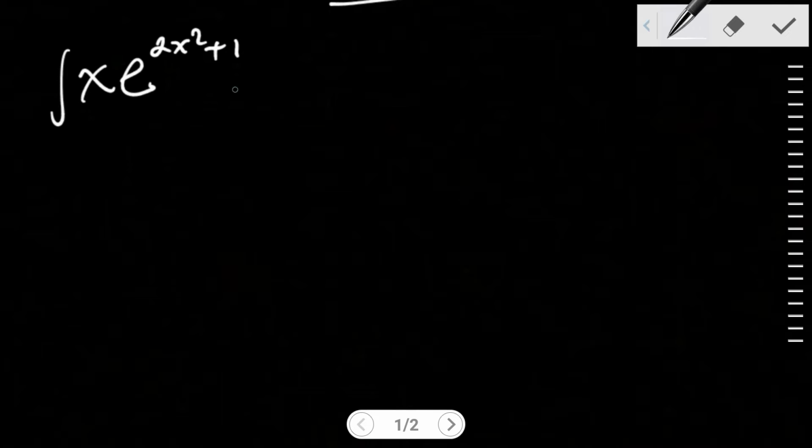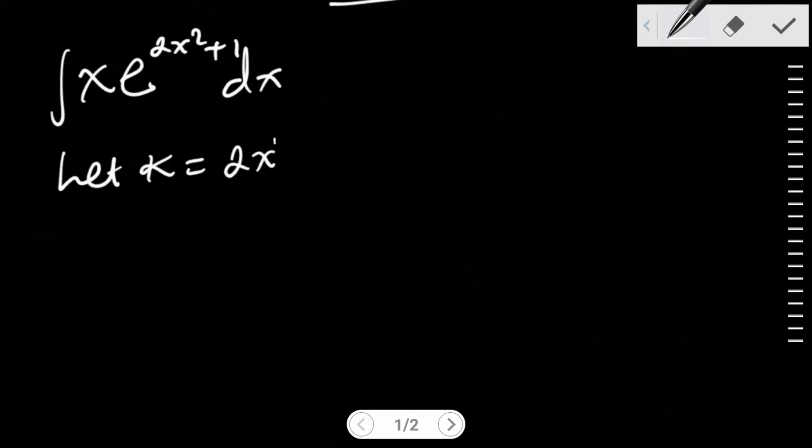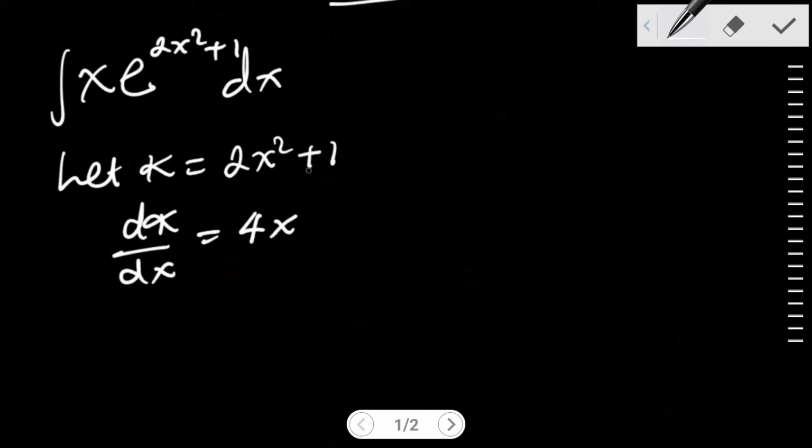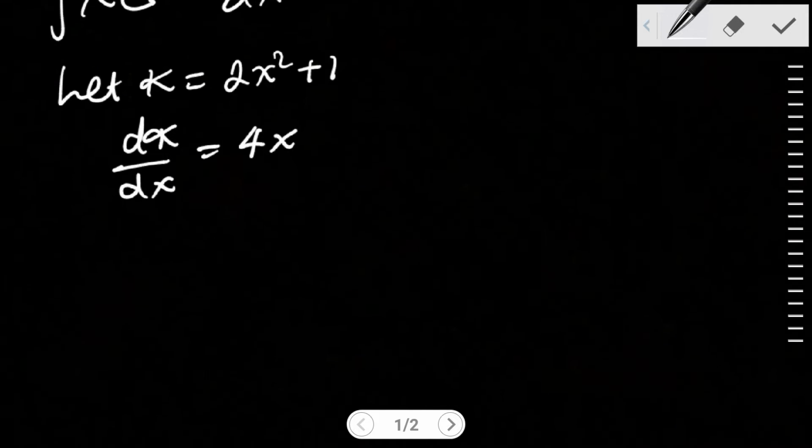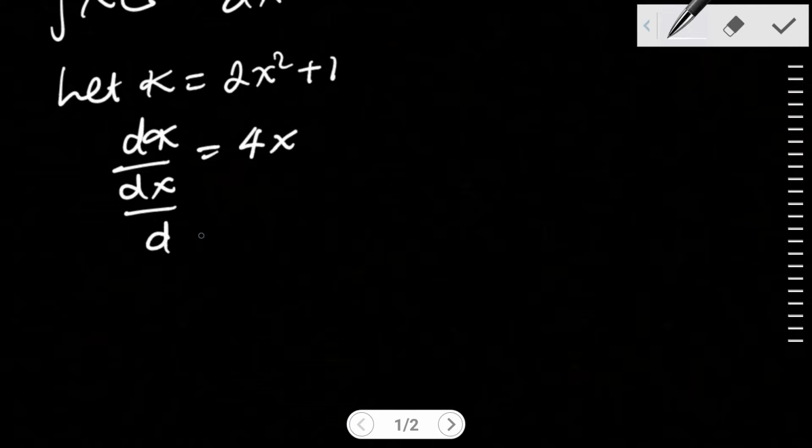Next: x e^(2x² + 1). Integrate this with respect to x. For example, let k be equal to 2x² + 1. And therefore dk/dx with respect to x would be equal to 4x, and the constant would be 0. So the next thing here, I want to find dx. So dk all over 4x would be equal to dx in this case.